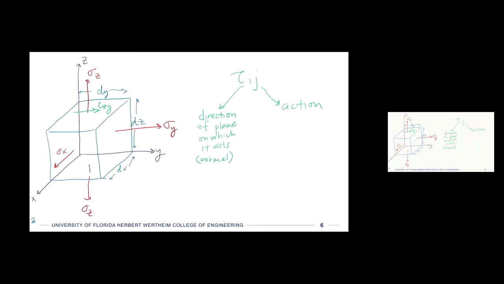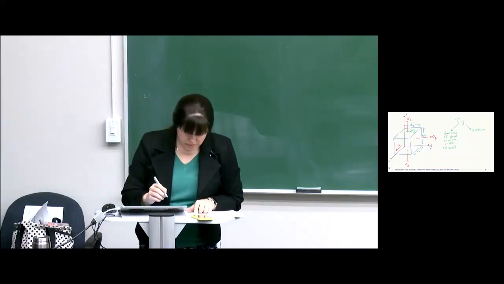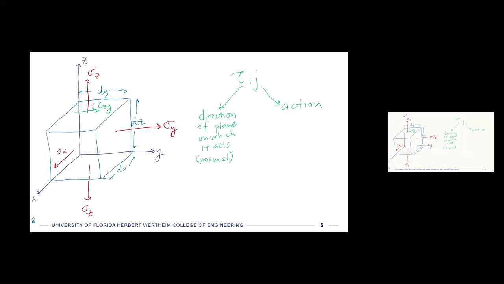If we want to draw the other component on the top of this cube, we can draw it like this. And it's going to also be on the z face, but now it's going in the x direction. So it's tau zx. Come on, pen. Okay. Tau zx.